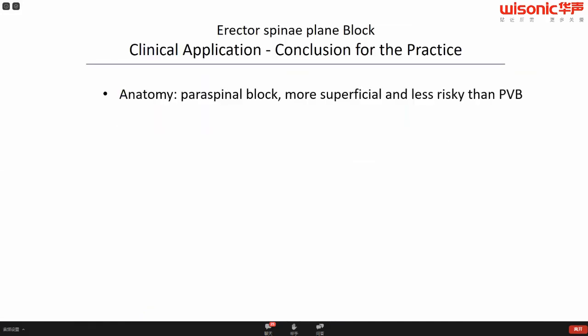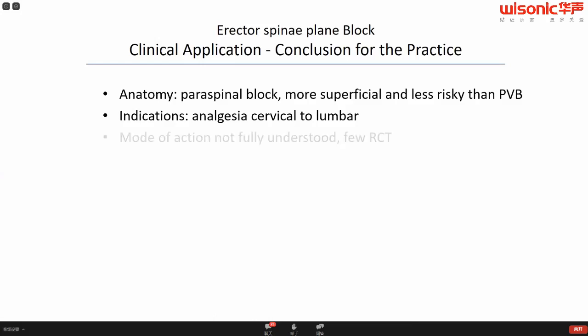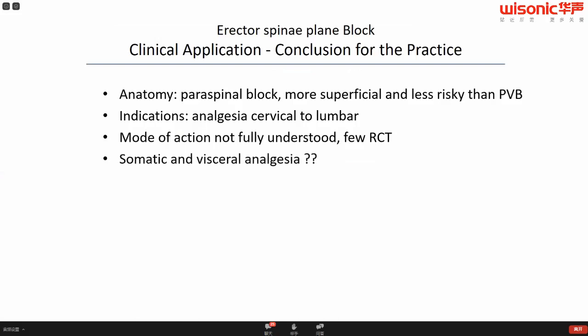What are the clinical applications and the conclusion for the practice? The erector spinae plane block is a kind of paraspinal block which is performed more superficially and is therefore less risky than a paravertebral block. Indications are all procedures where analgesia is needed from the cervical to the lumbar area. The mode of action is not yet fully understood, and we only have a few randomized controlled studies. Whether we have somatic and visceral analgesia depends on whether local anesthetic is entering the paravertebral space or not.